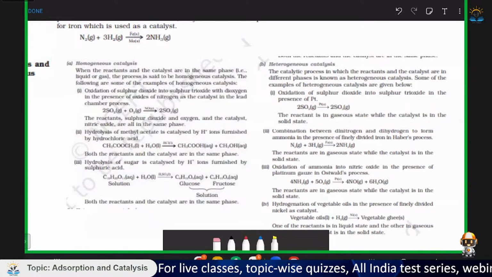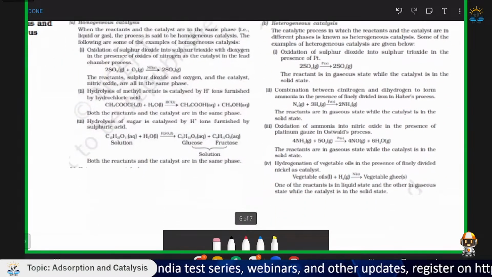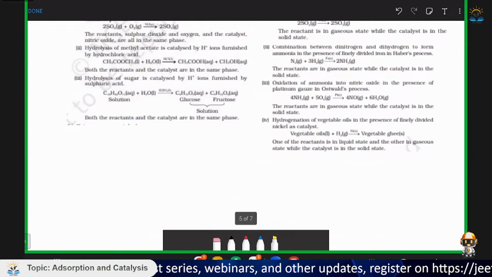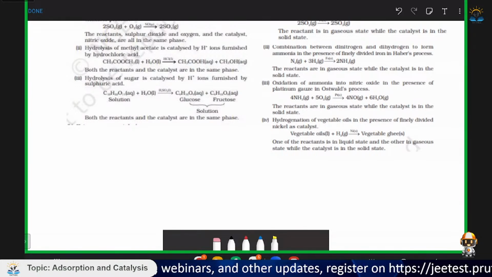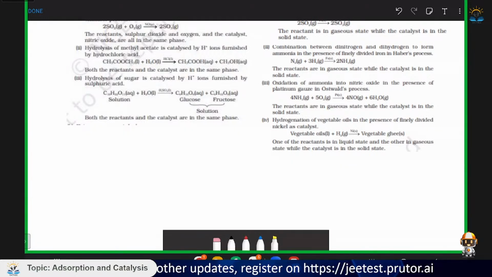So ester hydrolysis can be done in acidic medium and basic medium also. So this is acidic medium. Like, hydrolysis of sugar is catalyzed by H+. Hydrolysis of all are liquids.